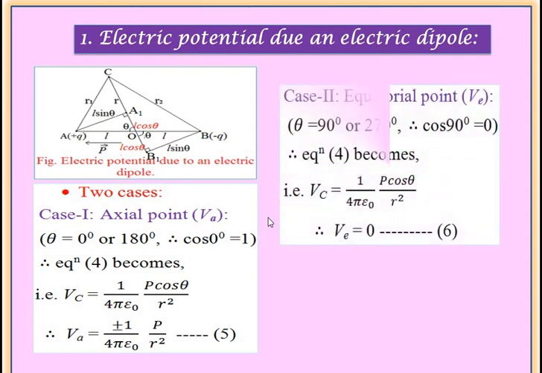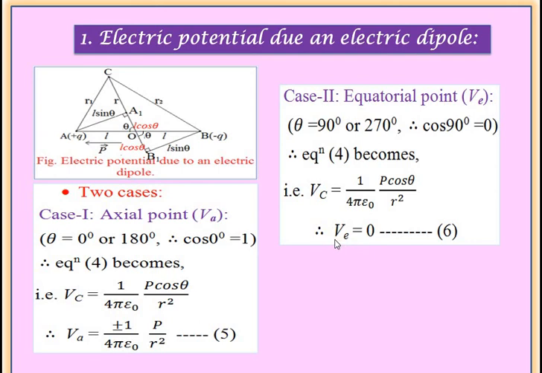Second case, that is, for the equatorial point. Point C lies along the equator of a dipole. At that time, theta is equal to 90 degrees or 270 degrees, and we know that cos 90 degrees is equal to 0. Putting this value in equation 4, that is, Vc is equal to 1 upon 4 pi epsilon 0 into P cos theta divided by r square. Theta is equal to 90 degrees and cos 90 is equal to 0. 0 into anything is equal to 0.